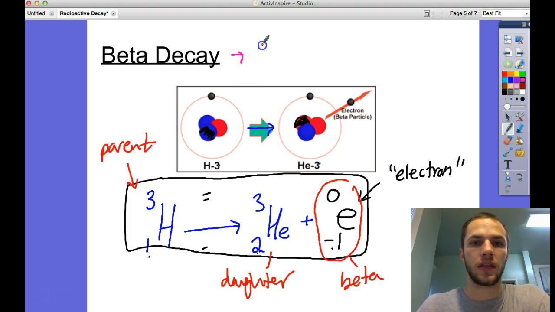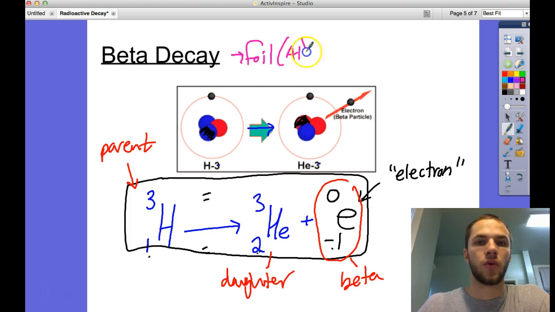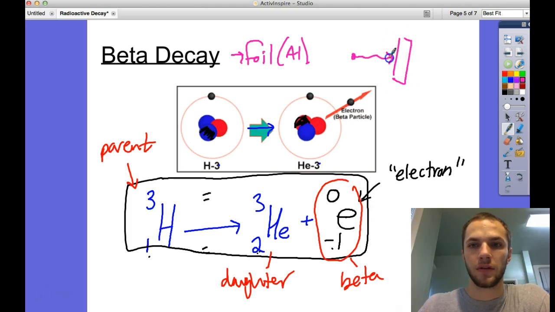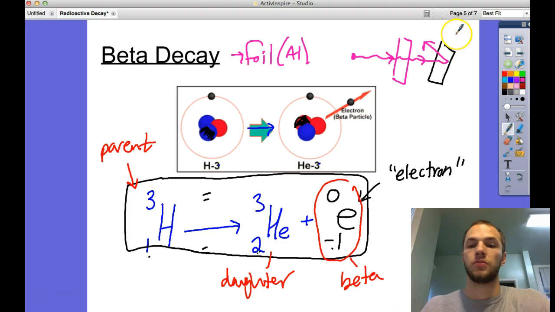Okay, so you need like a thin piece of foil, like aluminum foil will block beta decay. But beta decay will go through a sheet of paper. So if you had this electron shooting off, and here's a piece of paper, it would go right through it. But if you had a piece of foil, it would get deflected off. So you could protect yourself from beta decay with a sheet of foil.